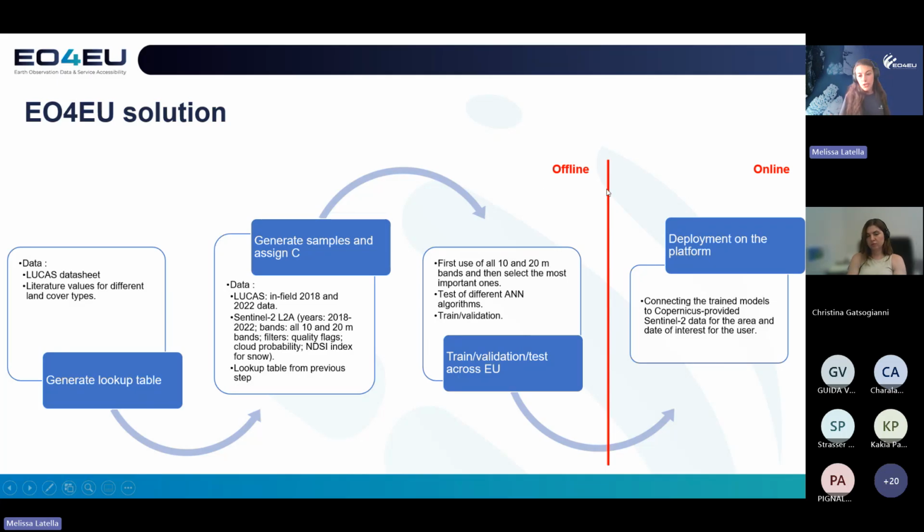And then we deployed the algorithm on the platform, where the challenge was to connect the trained models to the Copernicus provided Sentinel-2 data for the area and the data of interest of the user. So this is the only part you will see. So the area selection, time selection from the user, and then the output from the algorithm.